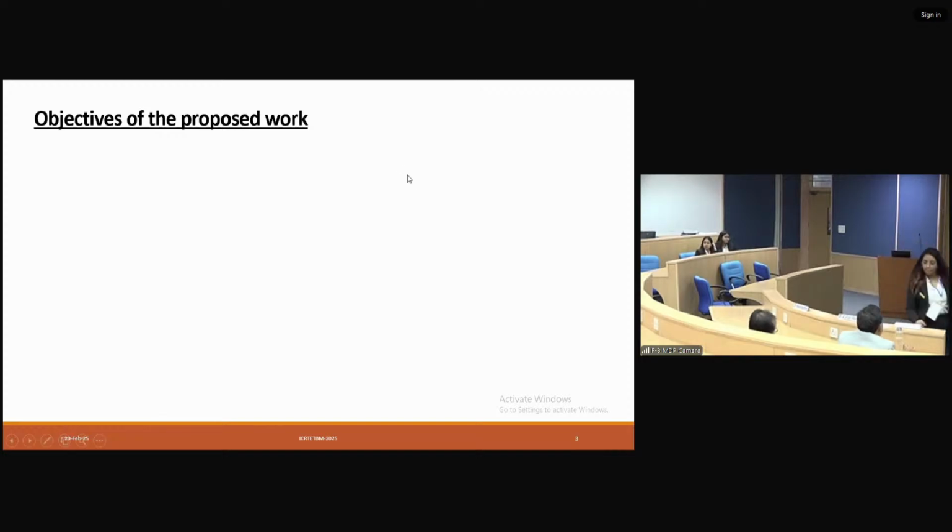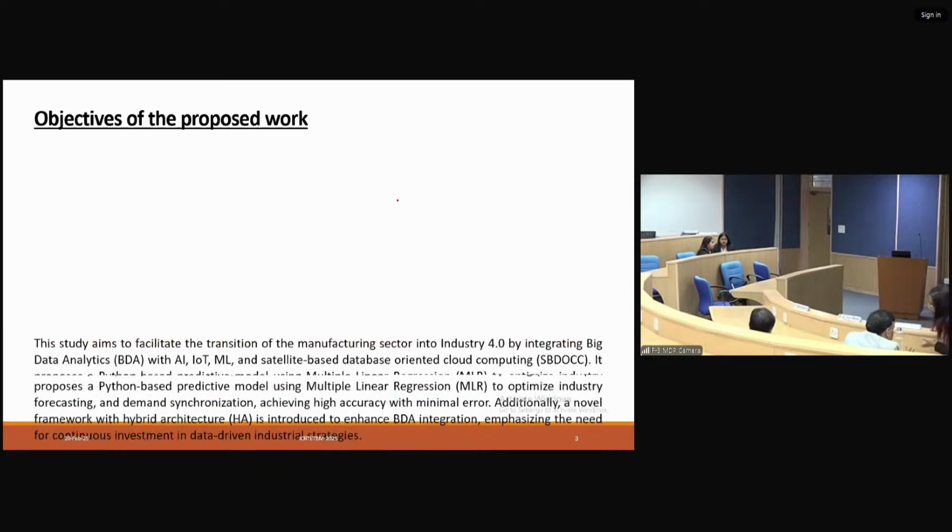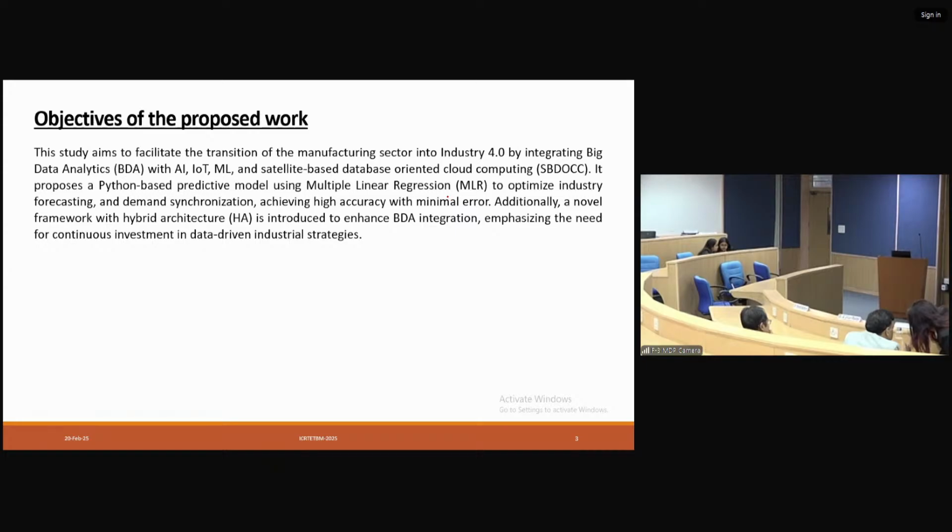First of all, the objectives of the proposed work. Our study aims to facilitate the transition of the manufacturing sector into the modern industry called Industry 4.0 by integrating big data analytics (BDA) with emerging technologies like artificial intelligence, Internet of Things, machine learning, and a newly conceived satellite-based database-oriented cloud computing, which is SBDOCC. I will discuss it later. The system possesses a Python-based predictive model using multiple linear regression to optimize industry forecasting and demand synchronization, achieving high accuracy with minimum error.